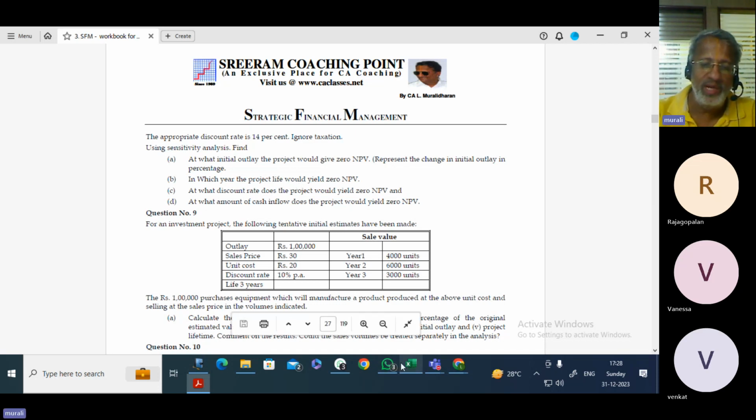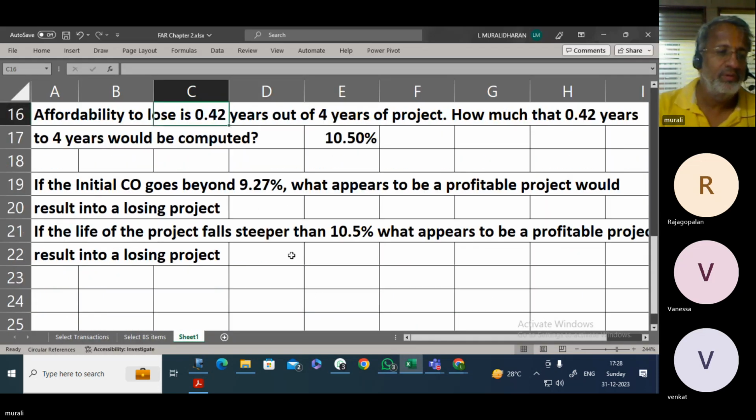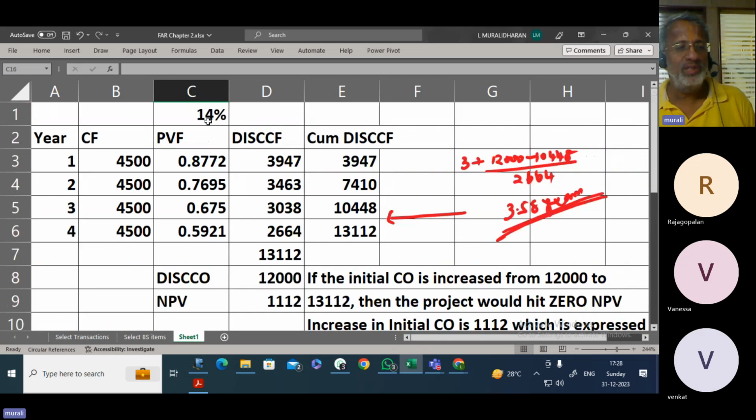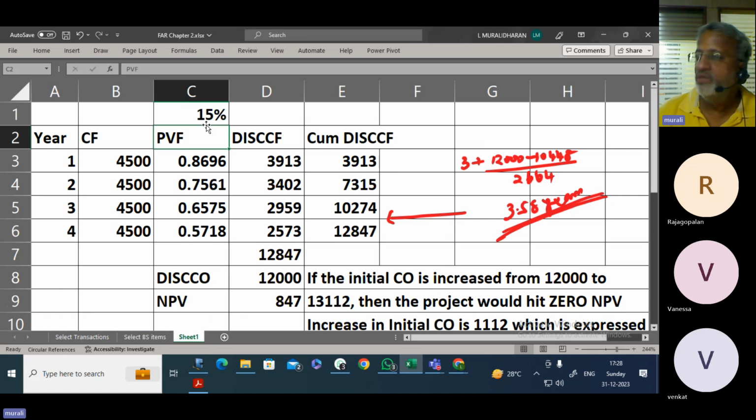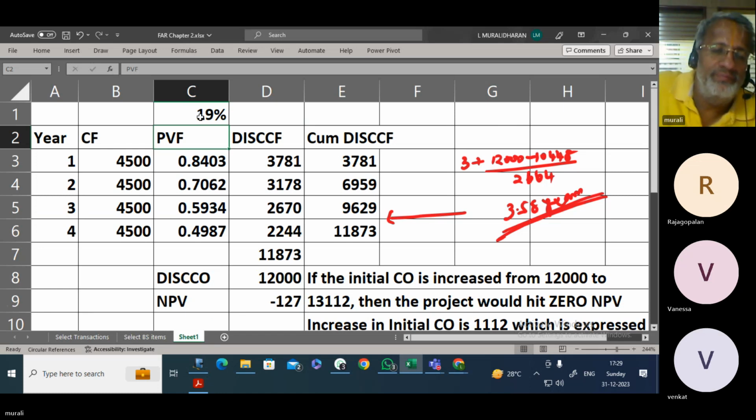Now, what I do is answer the third part of the question. Say I get positive NPV at 14%. Imagine that I take it up at 15%, I am still getting positive NPV. At 16%, I am getting positive. At 18%, I am getting positive, and at 19%, I am getting negative. At 18%, I am getting 106, and at 19%, I am getting 127 negative. So you can tell for sure that it is lying between 18 and 19. Correct?